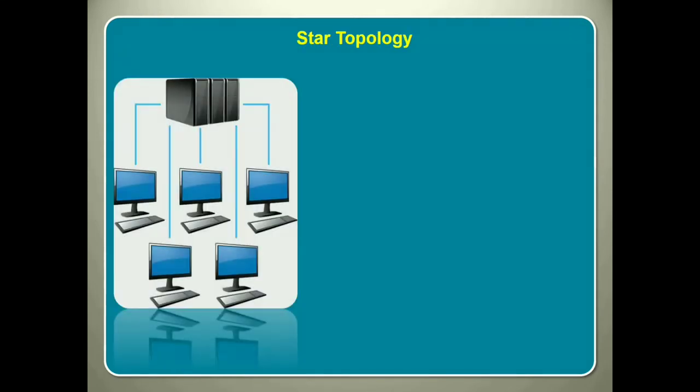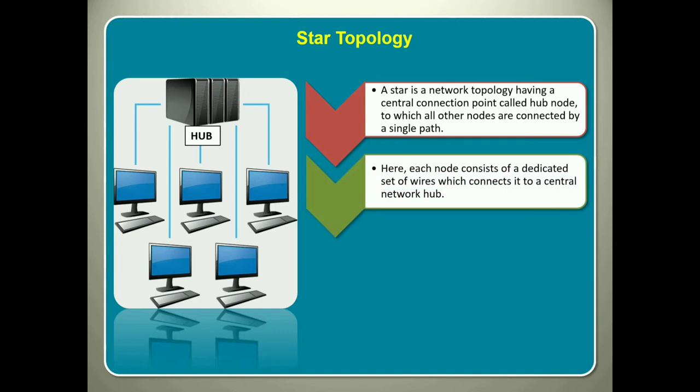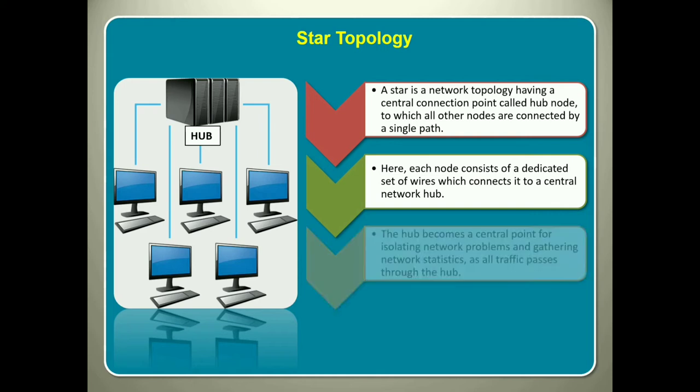Next is star topology. A star is a network topology having a central connection point called the hub node, to which all other nodes are connected by a single path. Here, a dedicated set of wires connects each node to a central network hub. The hub becomes a central point for isolating network problems and gathering network statistics, as all traffic passes through the hub.